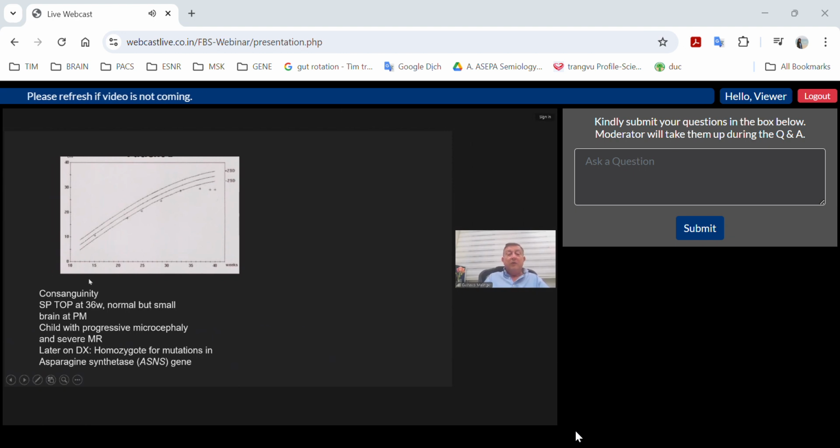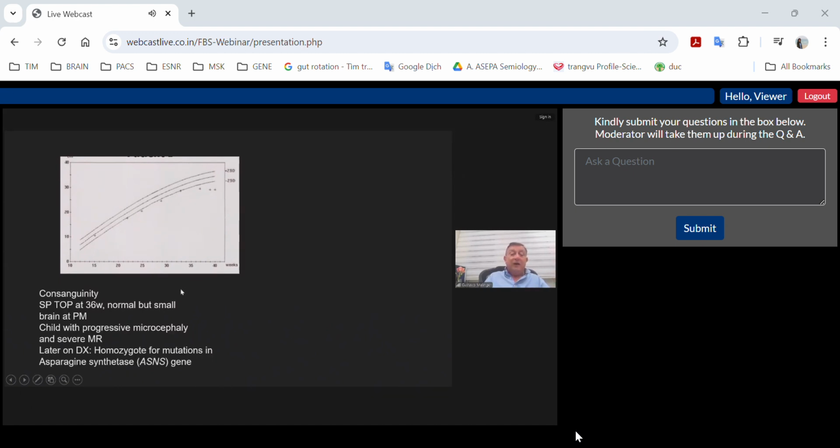And this is an example. Years ago, it's a family with consanguinity. We follow the patient every 2 or 3 weeks. They went for a termination of pregnancy at 36 weeks. The brain was considered normal but small. They have a child with progressive microcephaly and severe mental retardation. And you see again the plateauing.